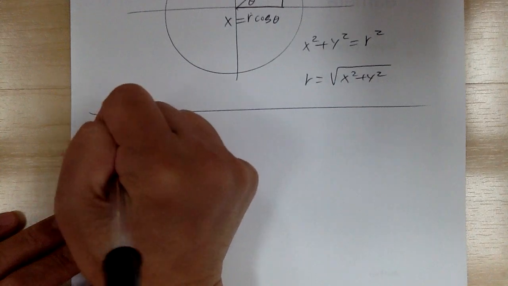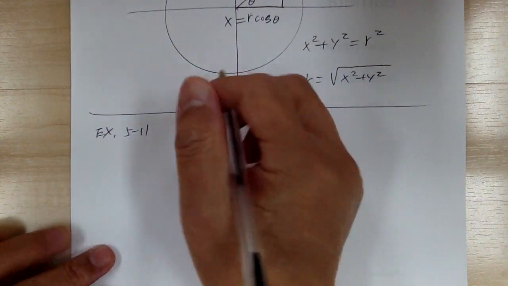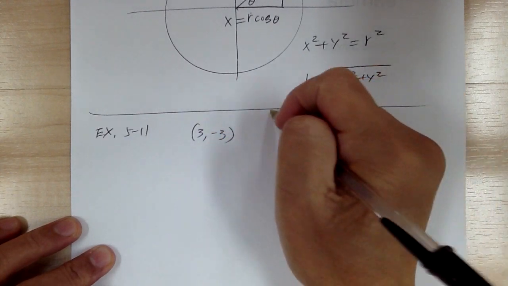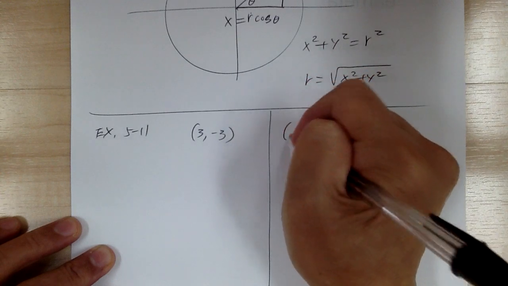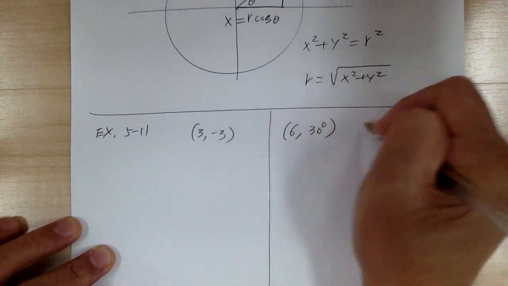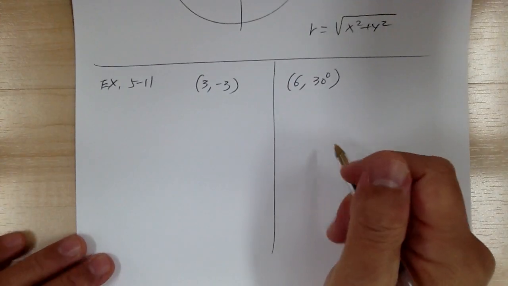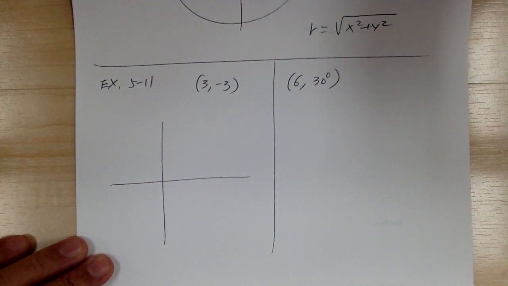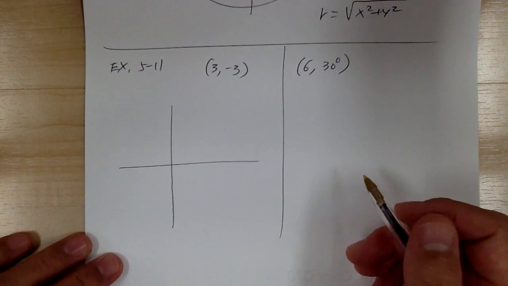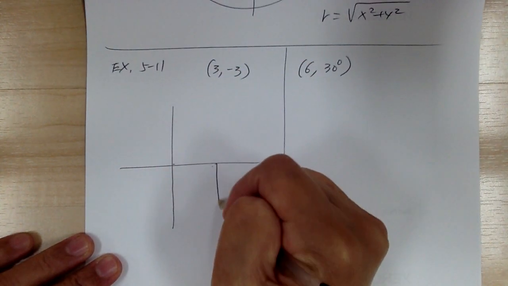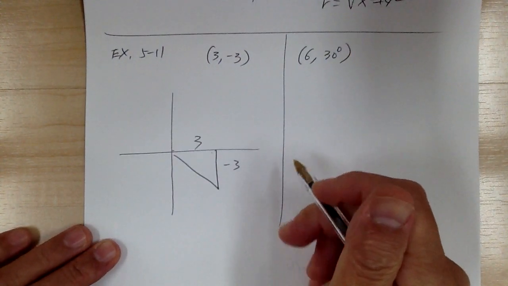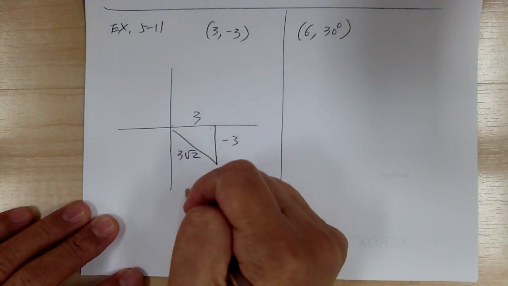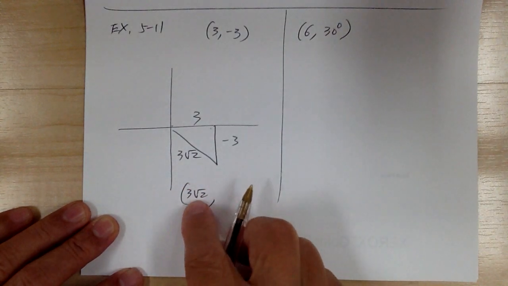Example 5-11 says convert the rectangular point (3, -3) to polar coordinates, and the polar coordinate (6, 30 degrees) into rectangular. You have two parts. For most students, it's easier to plot it and have something to visualize. So you have (3, -3). The hypotenuse would be 3 square root of 2, so that's your radius.